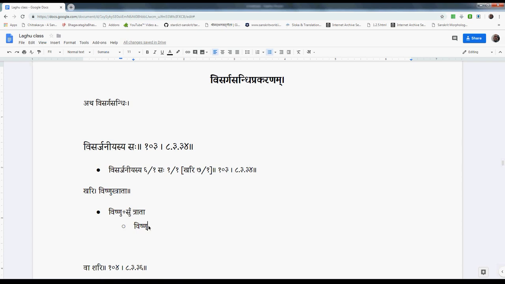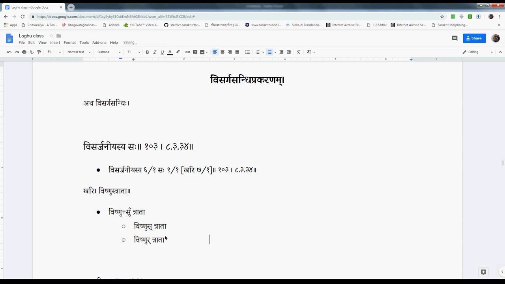Now Vishnu plus Su will become what? Vishnus. Vishnus Trata. How so? First it will become Vishnu Ru, Vishnur, Vishnur Trata. You've seen this earlier that you cannot directly consider Vishnus Trata. Otherwise, you have already landed on the form, and there is no sandhi. But what is happening? Ru adesha.